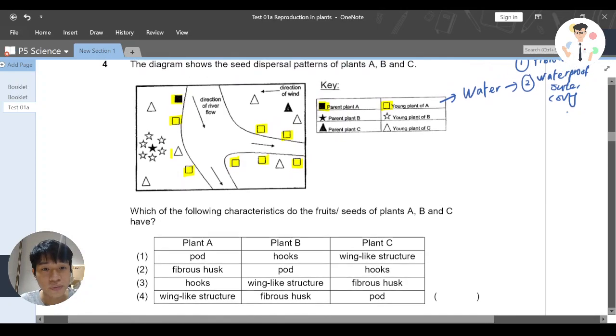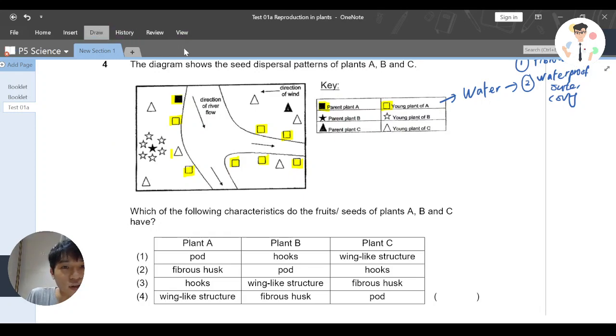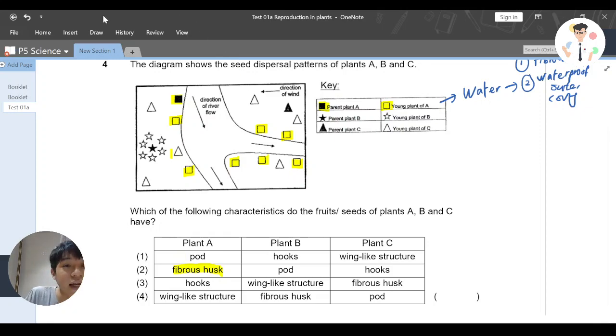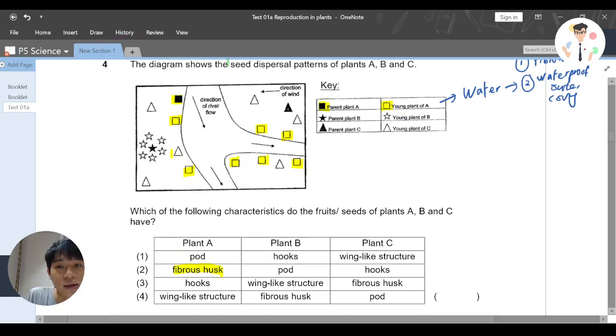So let's look at here. Which one actually has a fibrous husk? Plant A, as you can see, is option number 2, right? So I know that the answer is option number 2 already. But just in case, let's quickly check, okay? B, as you can see, is here. The young plant is around.